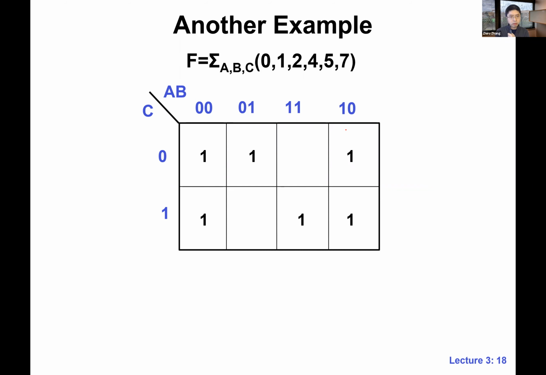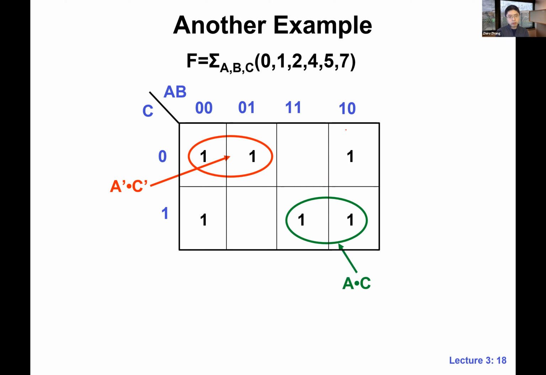Of course, there's 2, it's pretty obvious, so we have the opportunity to circle 2 of the cells. But some people are saying 4. Actually, that's a correct answer. Why is that? First, we can circle 2 cells over here. I'm not gonna read it for you, it's A naught, C naught. And we can also circle this guy, which is A and C.